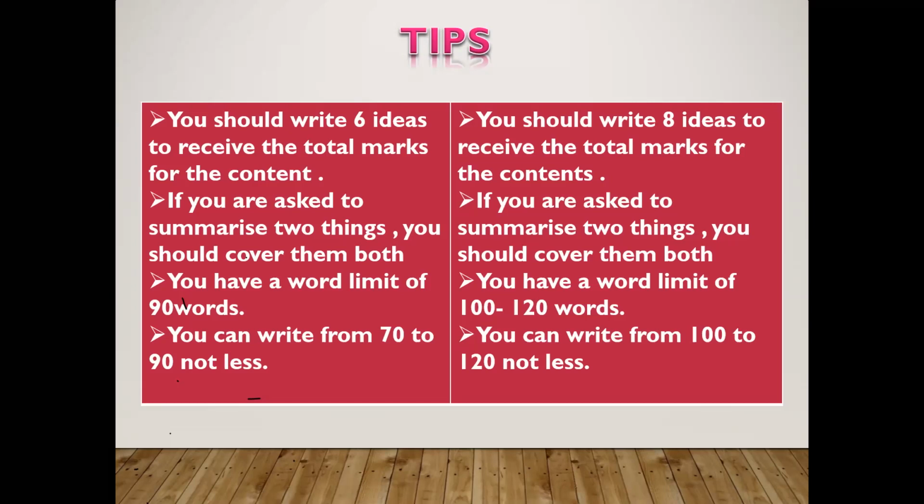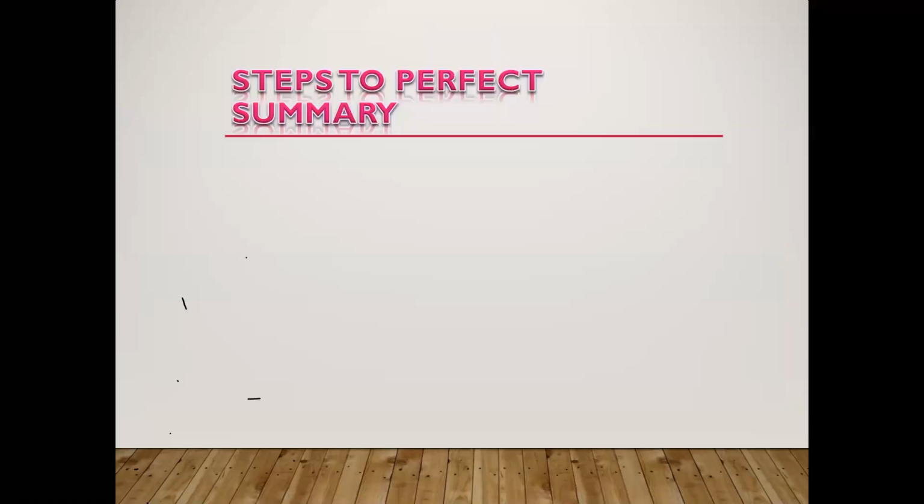No. Because for the examiner, you did not fulfill the task. You did not cover all the ideas needed. So if you are asked to write about the advantages and disadvantages, you have to write 8 points for both of them. You can divide the 8 by writing 4 and 4, or 3 and 5, no problem. But you have to cover both ideas. Again, the word limit is 90 words, which means for the core, you can write between 70 and 90. As for the extended, from 100 to 120.